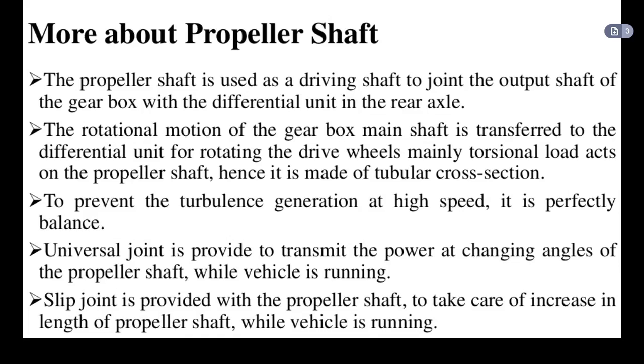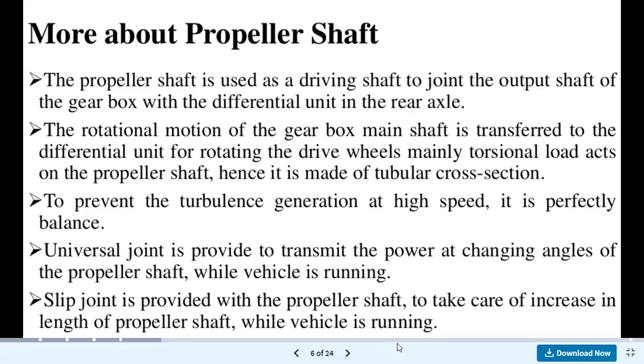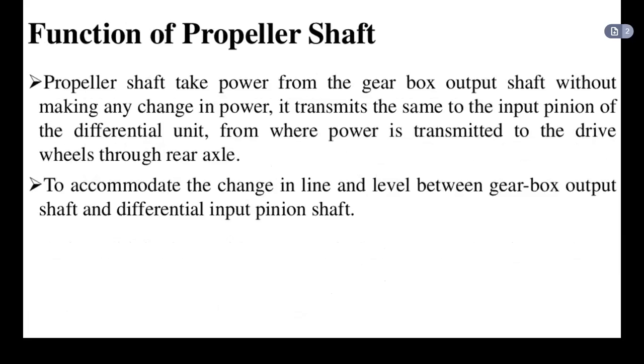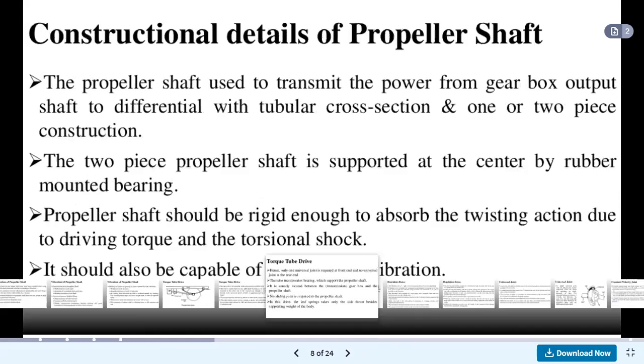Universal joint is provided to transmit the power at changing angles of the propeller shaft while vehicle is running. Slip joint is provided with the propeller shaft to take care of increase in length of propeller shaft while vehicle is in running condition. Propeller shaft takes power from the gearbox output shaft without making any change in power. It transmits the same to the input pinion of the differential unit, from where the power is transmitted to the drive wheel through the rear axle. So first rotation comes on the pinion, which is small in size, and after that it transmits the rotation towards the wheels. This accommodates the change in line and level between the gearbox output shaft and differential input shaft.